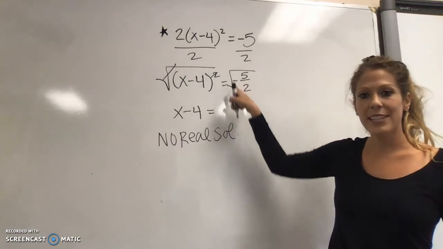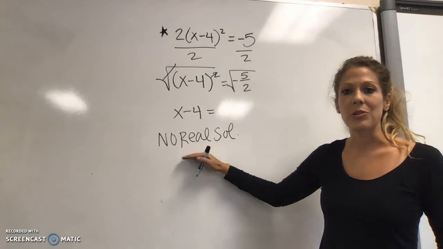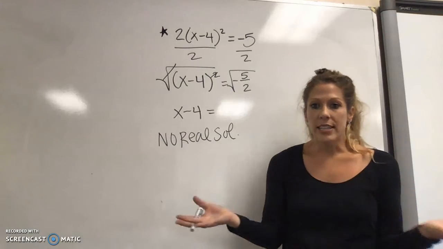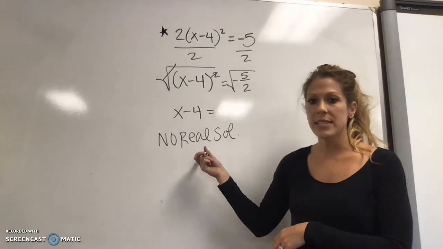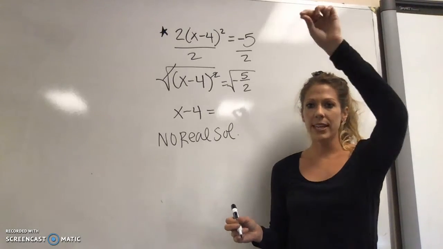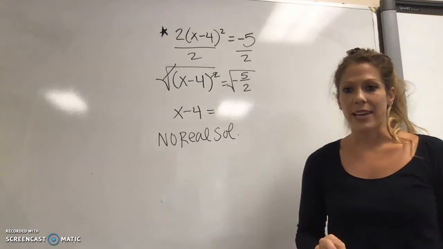Remember that if we take the square root of a negative number, it means that this quadratic has no real solutions. And what that means in the context of the actual parabola, it just means that this parabola never touches the x-axis. It's either above it or it's an upside down one below it, but it never goes through the x-axis.